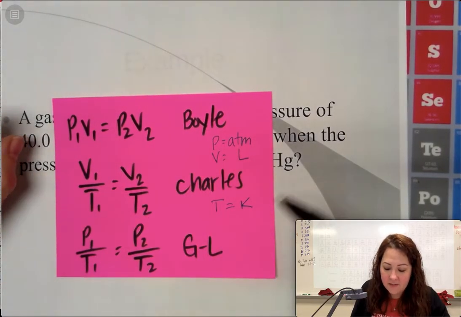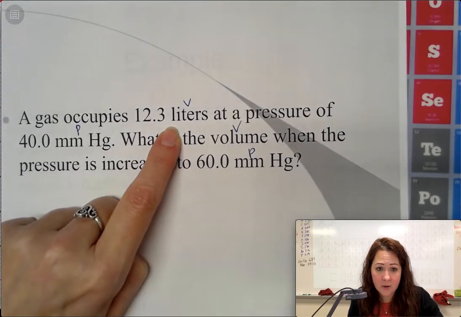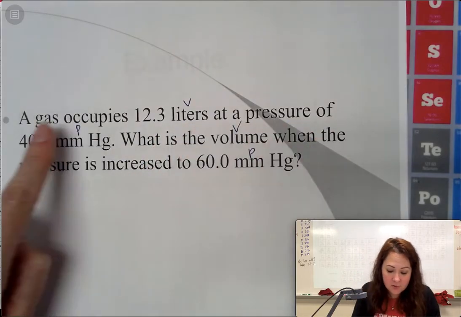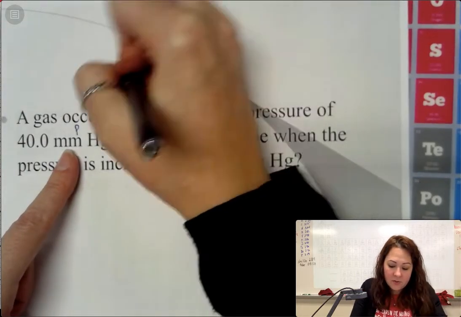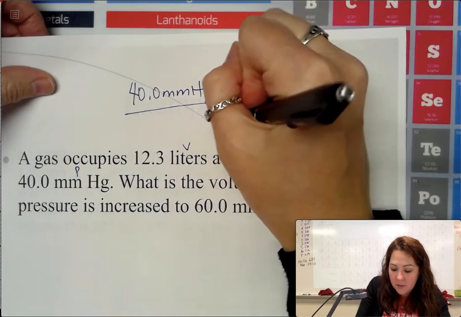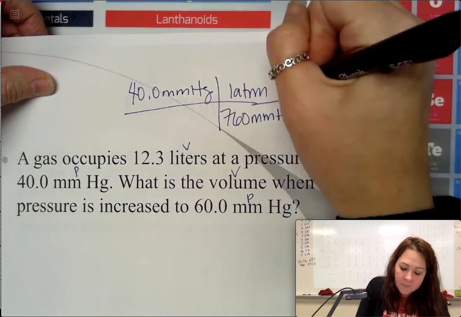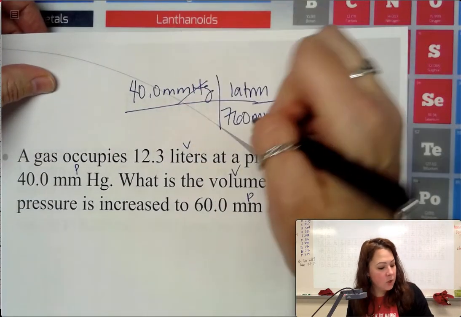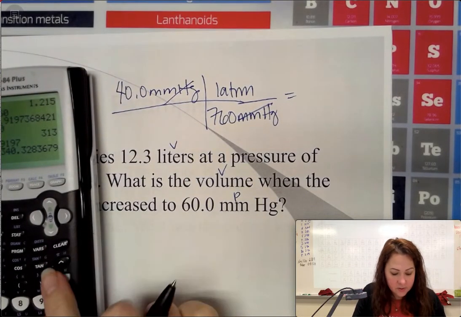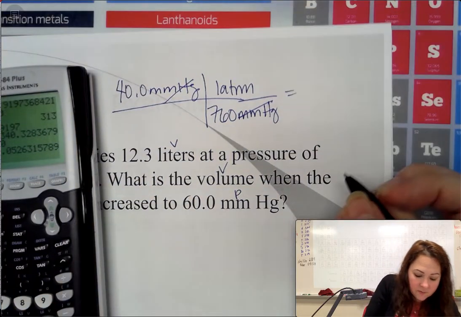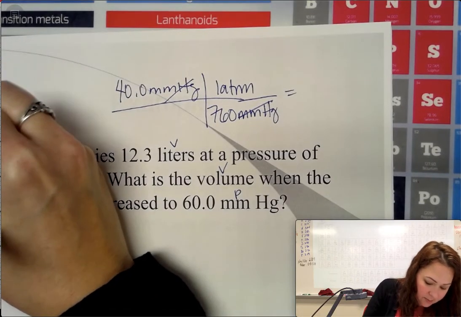For Boyle's law, I have to have atmospheres and I have to have liters. This is in liters, so I'm good to go there. The pressure is in millimeters of mercury. So I'm going to take 40 mmHg. We're going to do this conversion. It says 1 atmosphere is equal to 760 mmHg. That converts the units. So we have 40 divided by 760. So when I do this conversion, the 40 with 3 sig figs goes to 0.0526 ATM.